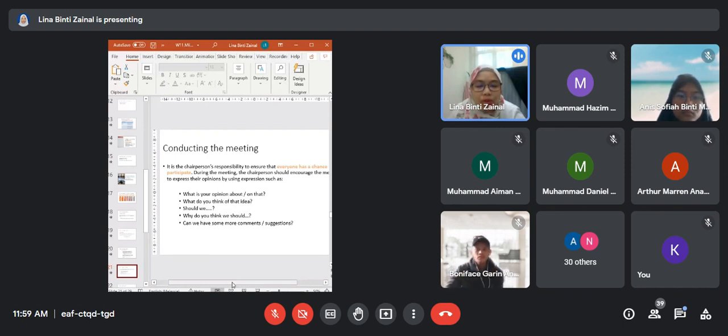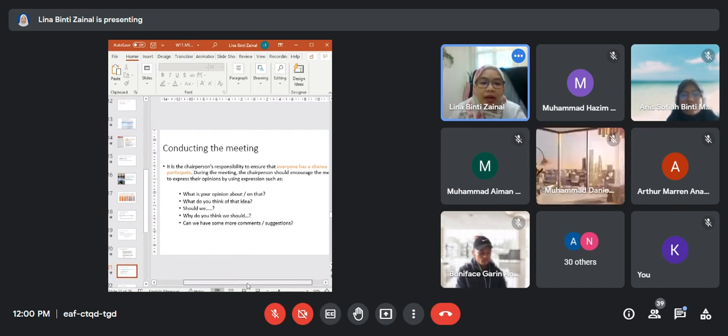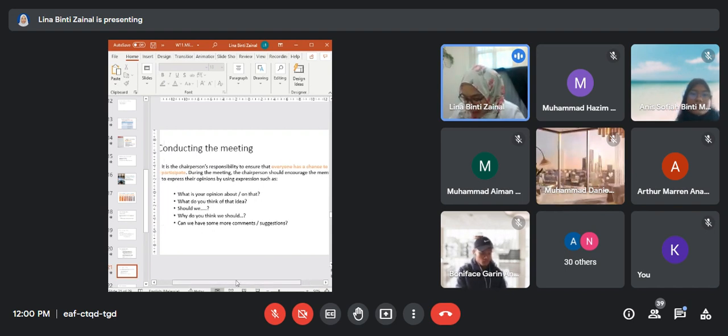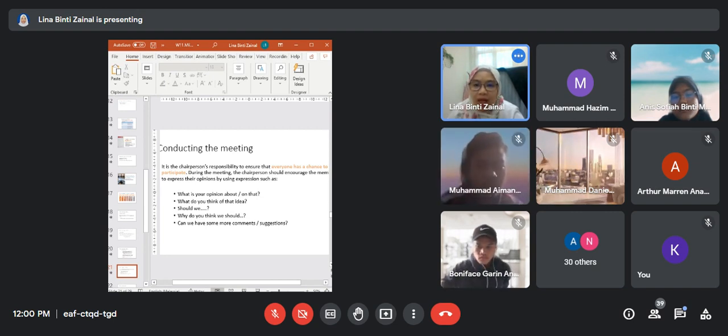Okay, so when you start to discuss the matters arising, the chairperson has the responsibility to ensure that everyone has a chance to participate. Because you'll be in a group of 7 to 8 members, the chairperson needs to make sure that each and every one of your group members has the chance to speak and to discuss. Understand?